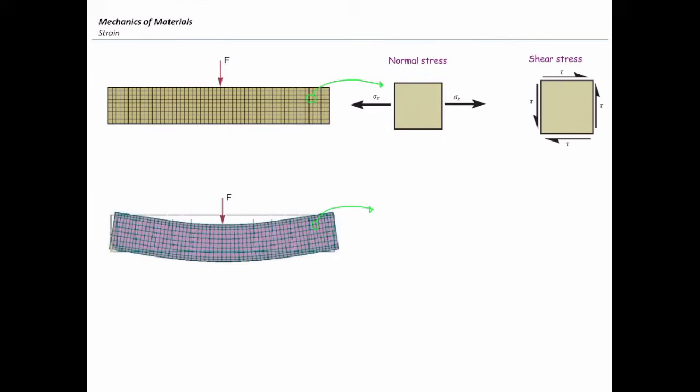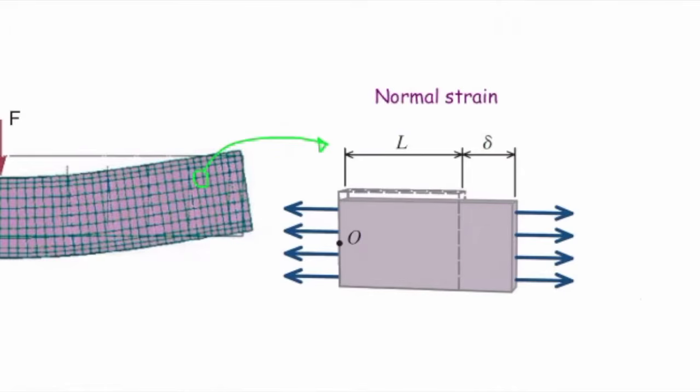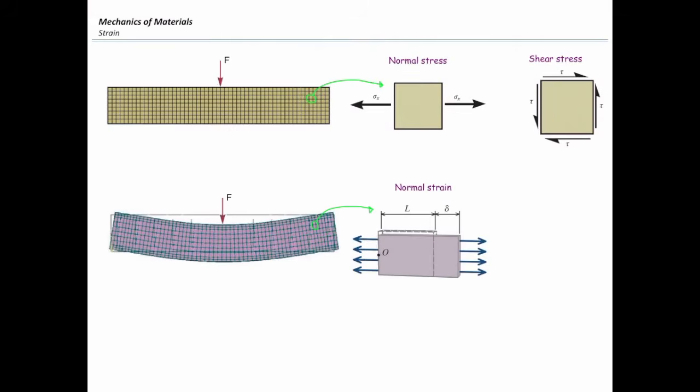The element which is subjected to normal stress deforms like this. The element stretches because of the applied tension stress acting on that. This is what we have defined as normal strain. So normal strain is caused by normal stress. Similar to that, we want to determine what kind of deformation is caused by shear stress.